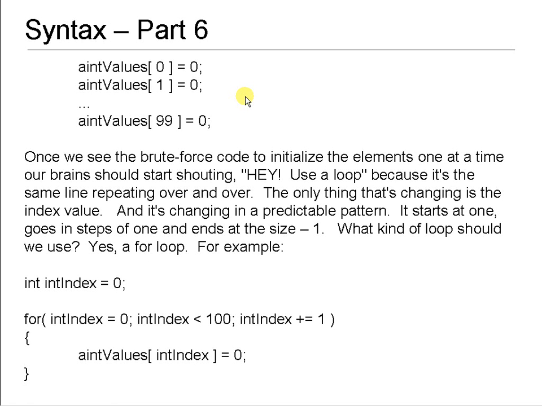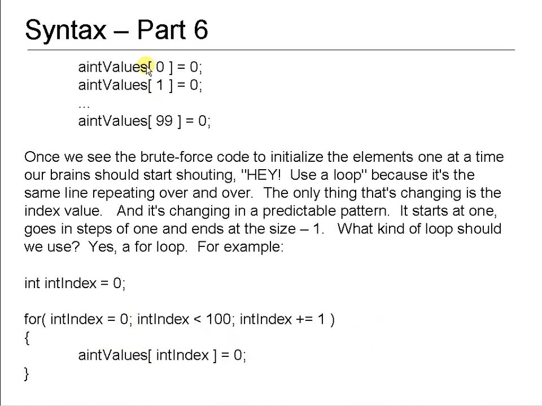So what kind of a loop should we use? Well, it's not breakfast, so we shouldn't be using Fruit Loops. And we know the start, stop, and step, so we shouldn't be using a do loop. So yes, we use a for loop. For example, int index equals 0, we declare a variable, then we make a loop with int index equals 0, while it's less than 100, plus equals 1 every time through the loop, and we replace the hard-coded value in the brackets for the index with our variable index.